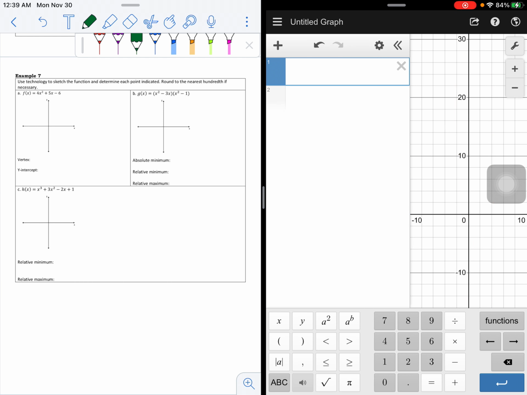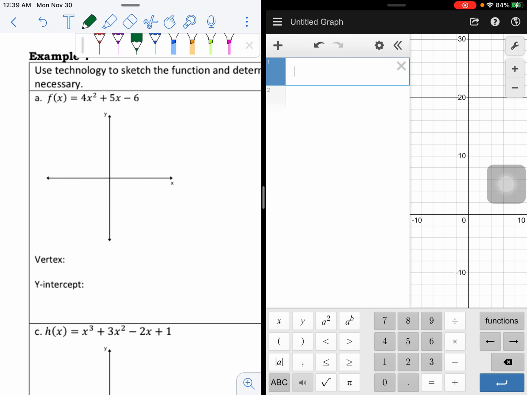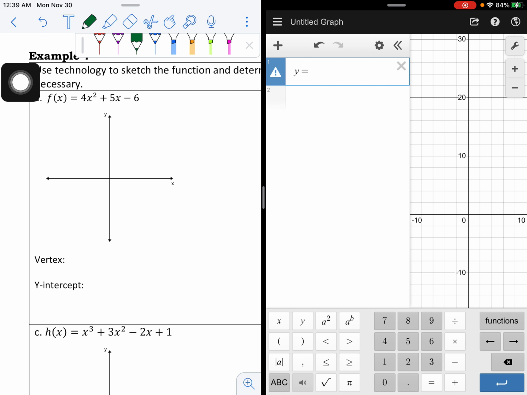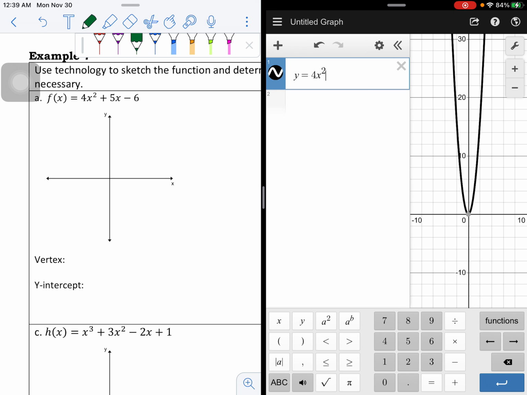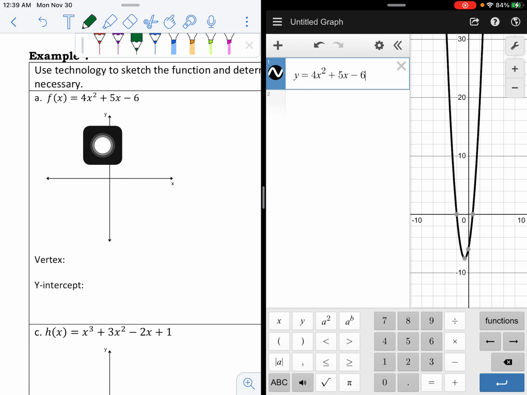I still have some information from my last problem I did. All right, so let's clear that all out. So I want to type in this function. Instead of f of x, I just do y equals. So let's see, y equals 4x squared plus 5x minus 6. Take a moment, make sure that this function that you were given matches the function that you just wrote. Okay, it does. First things first, I'm going to sketch it.